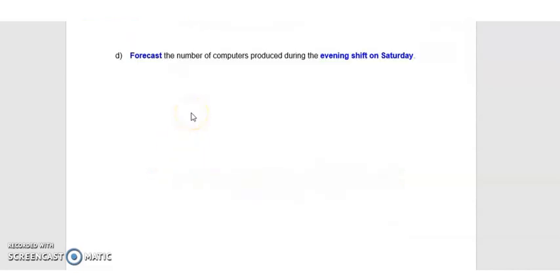Okay, now last question. The main objective in time series is that we want to forecast, or predict. Here we want to forecast the number of computers produced during the evening shift on Saturday. We have data until Friday, and now we want to predict a value in the future, which is the evening shift on Saturday. So how do we do this? You follow the 3 steps in forecasting.